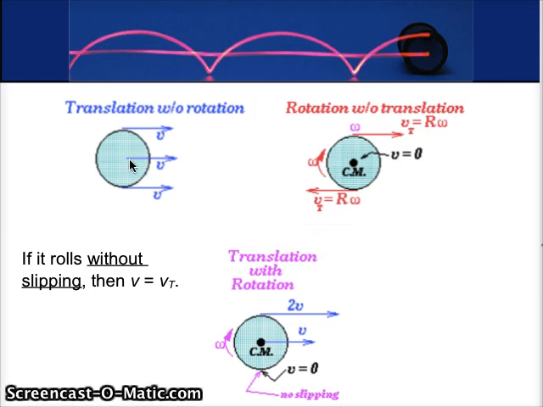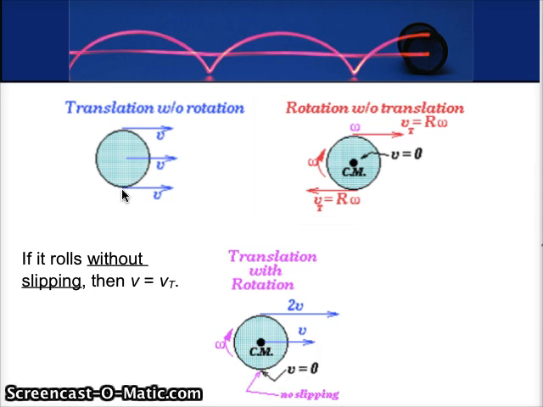At the middle point, the center of mass is moving forward based on translation or linear motion, and it's not moving based on the rotational. It is the axis point. And so the center does move forward at V.